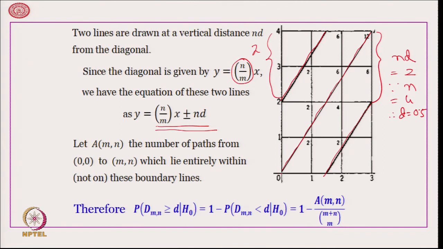Therefore, in counting the number of paths from (0,0) to (m,n), we shall not consider any of the points which lie on this line, or in other words, we shall count only those paths which are entirely in this region. Let A_mn be the number of paths from (0,0) to (m,n) which lie entirely within this region, that is within these boundary lines, but not on these boundary lines, and therefore, probability d_mn greater than or equal to d will be 1 minus probability d_mn less than d, and that is going to be 1 minus A_mn divided by (m+n) C m.